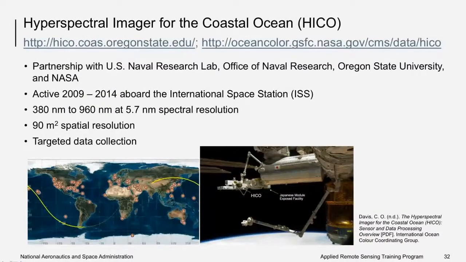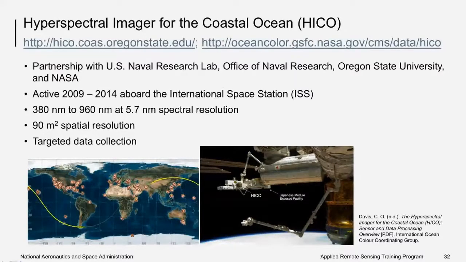One example of an experimental sensor was HICO, the hyperspectral imager for the coastal ocean. This was a partnership among the U.S. Naval Research Lab, or NRL, the Office of Naval Research, Oregon State University, and eventually NASA. It was a high spectral resolution imager. This type of sensor is sometimes referred to as an imaging spectrometer or as a hyperspectral imager, depending on the research community. HICO was designed and calibrated to collect over dark aquatic targets.